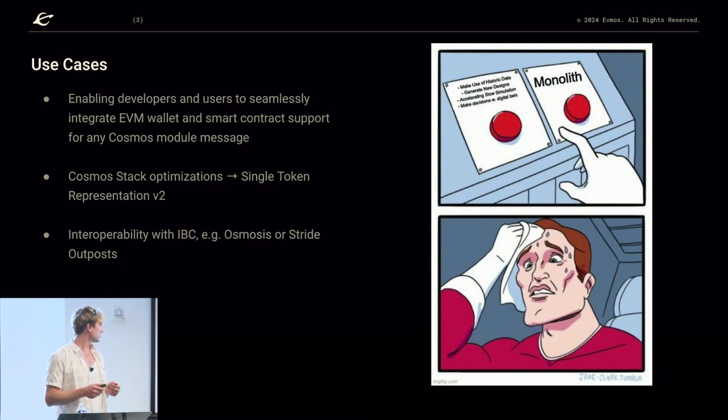And last but not least, you might have even used them. We've built outposts on Osmosis and Stride. So EVM extensions also help with interoperability with IBC. You could tap into IBC from the EVM and do a cross-chain transfer, for example on Osmosis, or liquid stake your tokens on Stride, currently from Evmos.